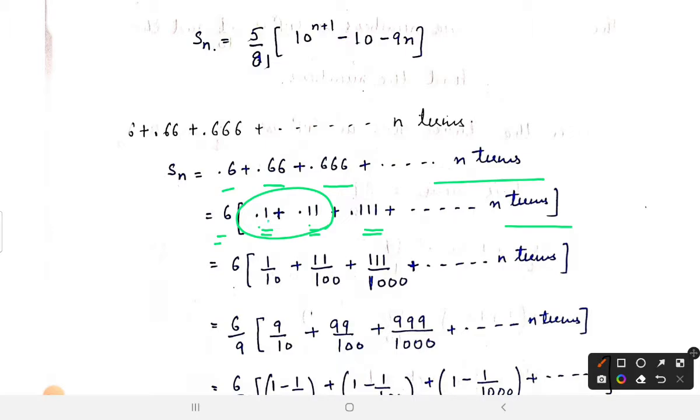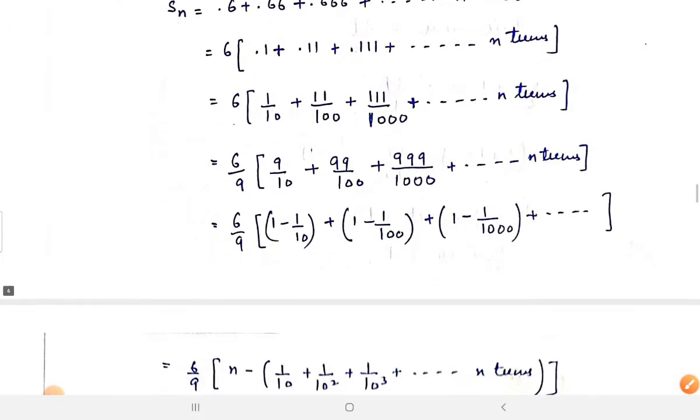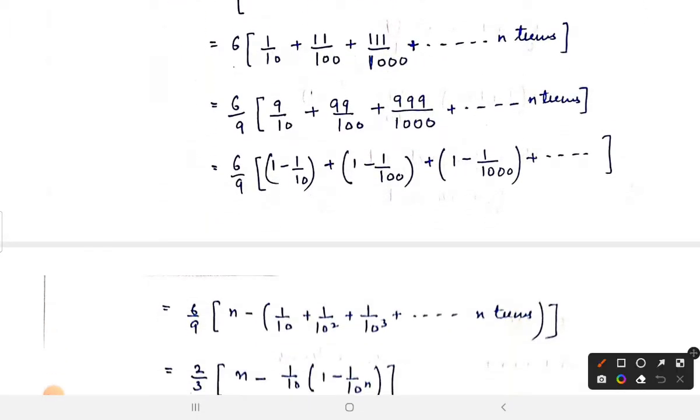So let us write 0.1 as 1 by 10, 0.11 as 11 by 100, 0.111 as 111 by 1000 and so on up to n terms. Let us now multiply and divide with the same number, that is 9, as we did in the previous question. So let us multiply and divide with the same number.